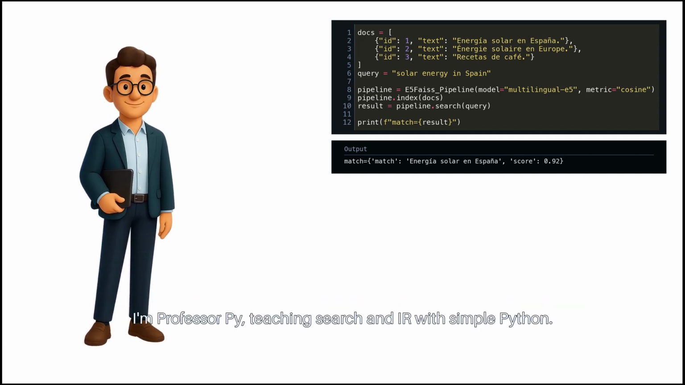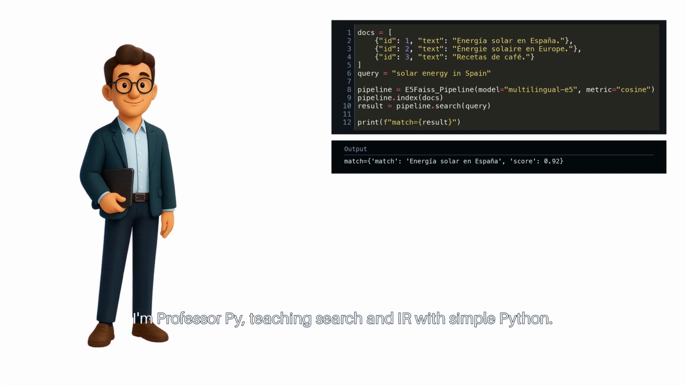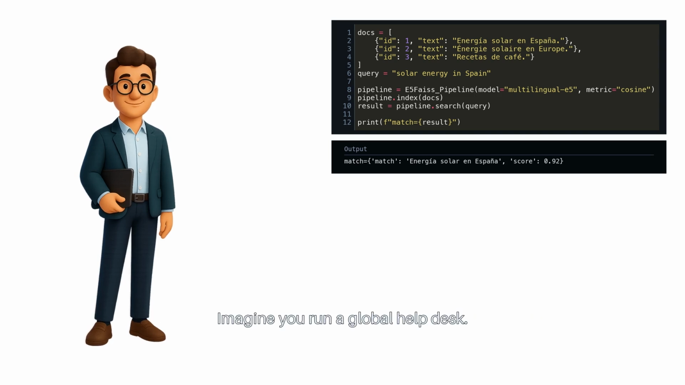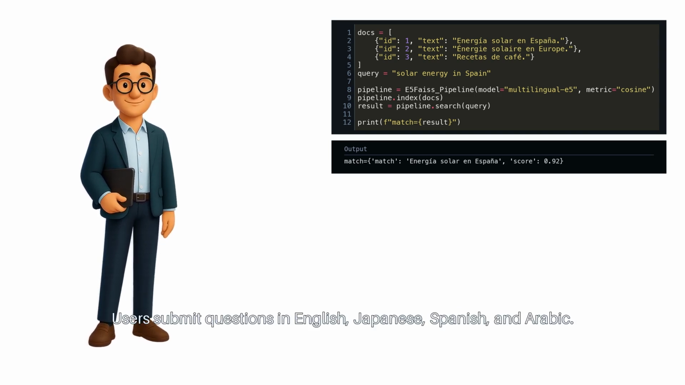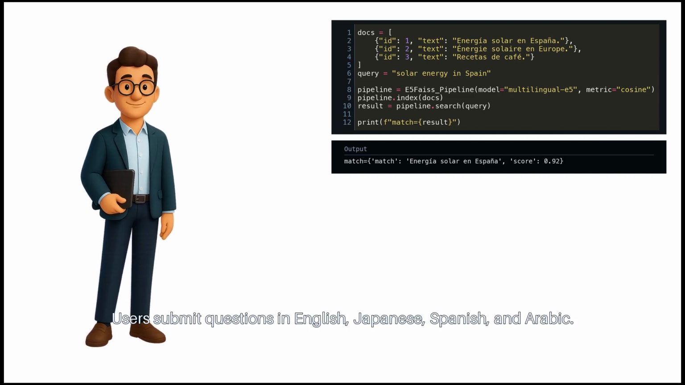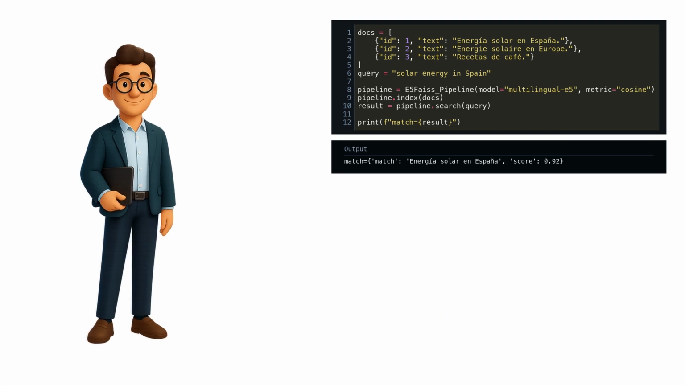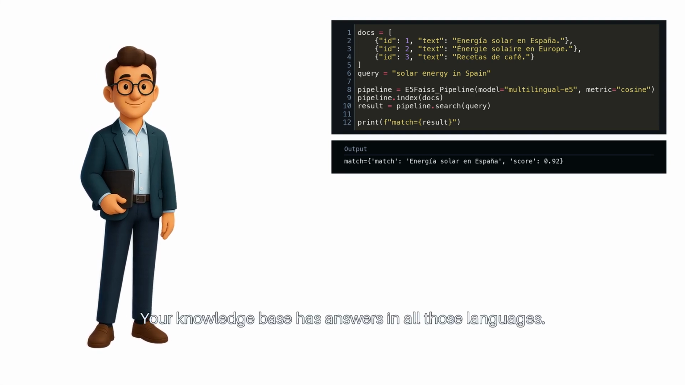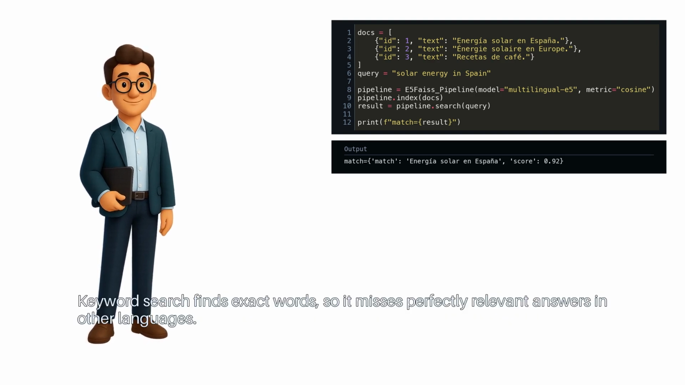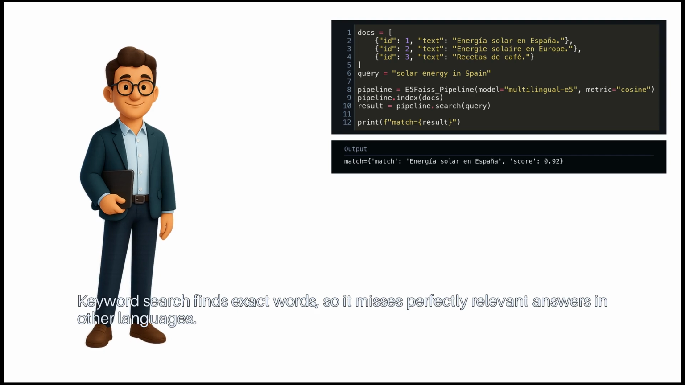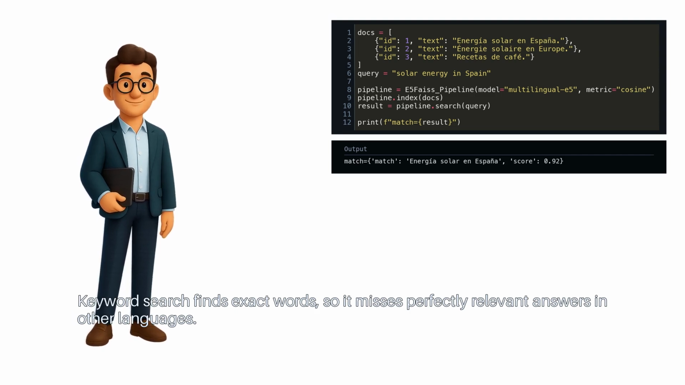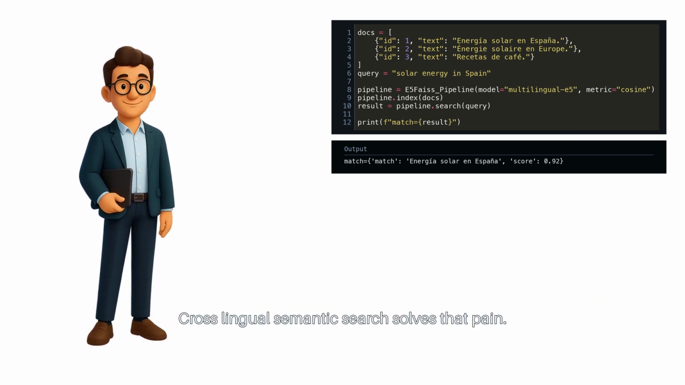I'm Professor Pi, teaching search and IR with simple Python. Imagine you run a global help desk. Users submit questions in English, Japanese, Spanish, and Arabic. Your knowledge base has answers in all those languages. Keyword search finds exact words, so it misses perfectly relevant answers in other languages.